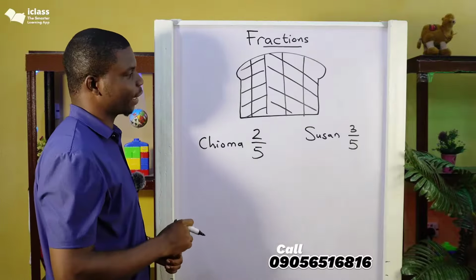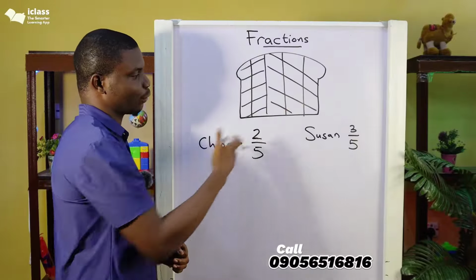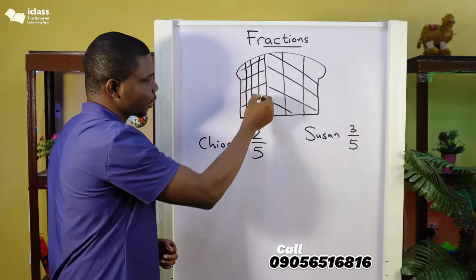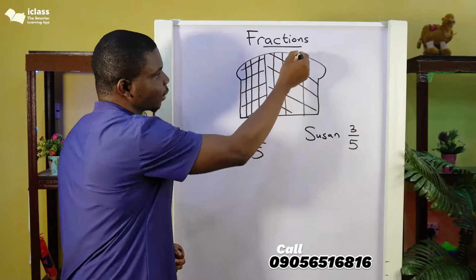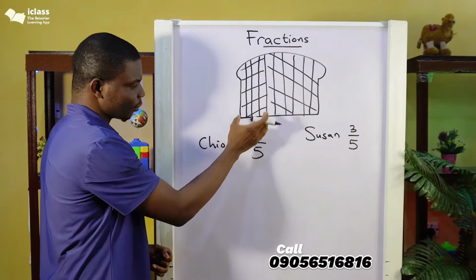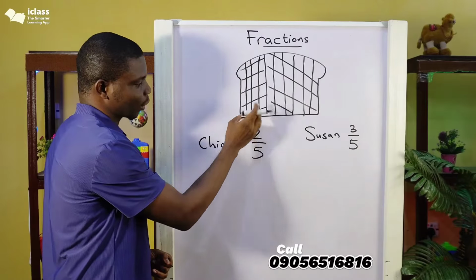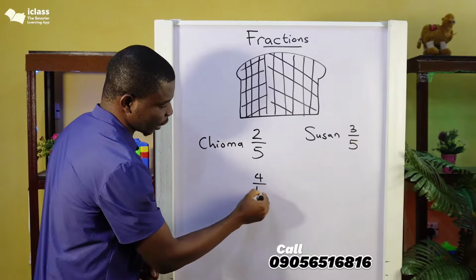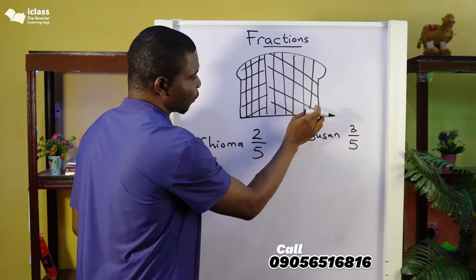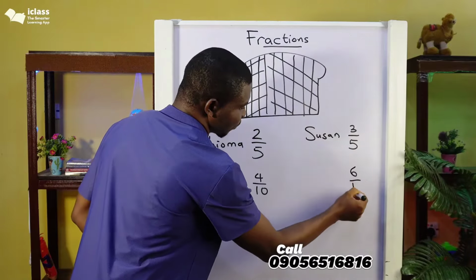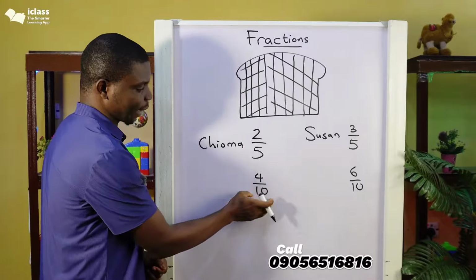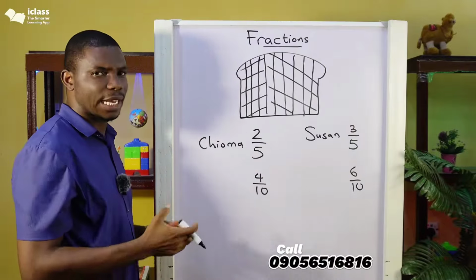Now, what if I decided to, instead of share this bread into 5 equal parts, I shared it into 10, like this, 10 equal parts. Still, Chioma takes 4 out of 10, 4/10, and then Susan takes 6 out of 10. Now you can see that 4/10 and 2/5 are the same, right?